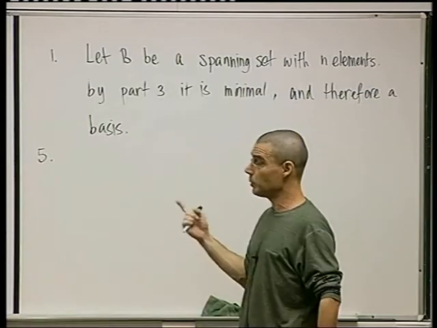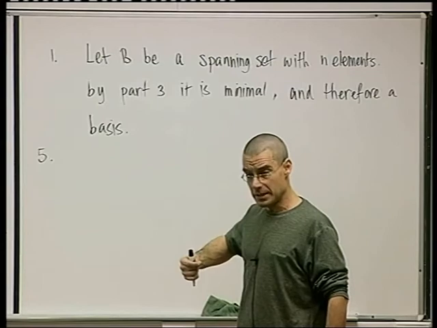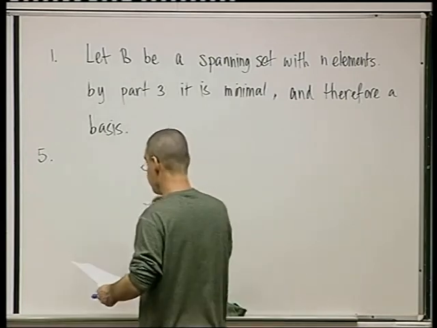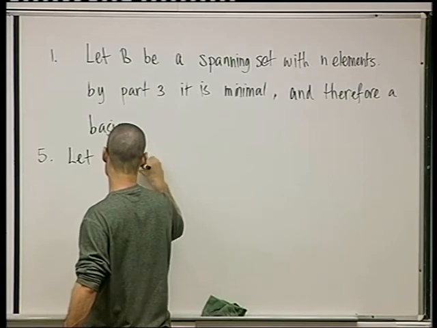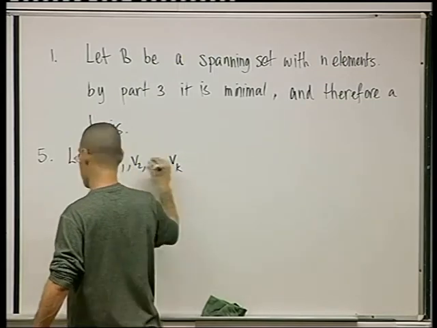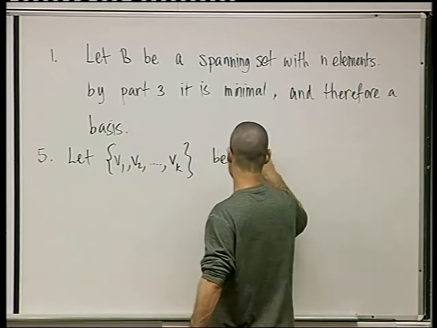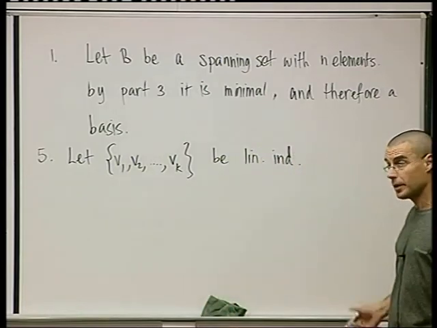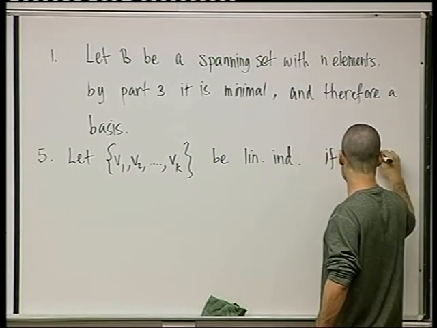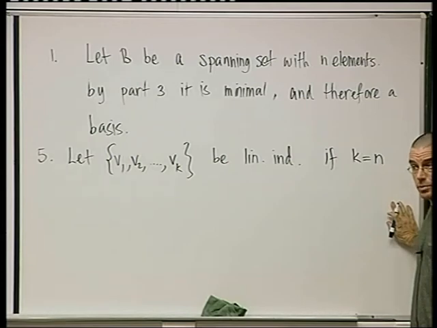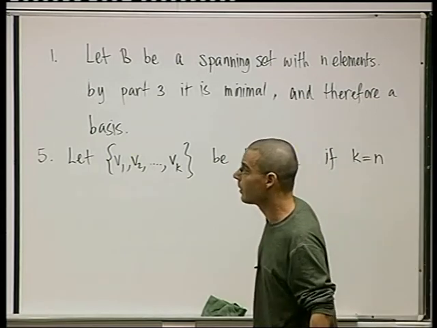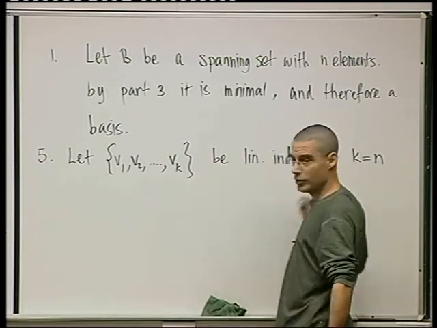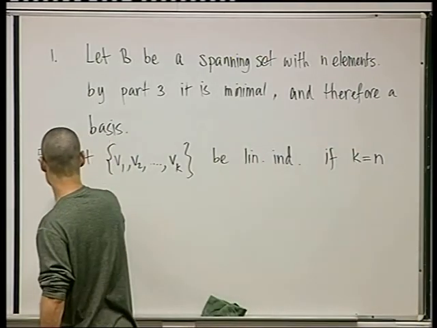And finally, we want to prove part five. Part five is what we did in the example. Any linearly independent set can be completed into a basis for the entire space. So let v1, v2, all the way up to vk be linearly independent. This is a linearly independent set of vectors in V. If k equals n, then we're done. It's a basis, right? By part 2, any linearly independent set with n vectors is a basis. So if k equals n, we're done.